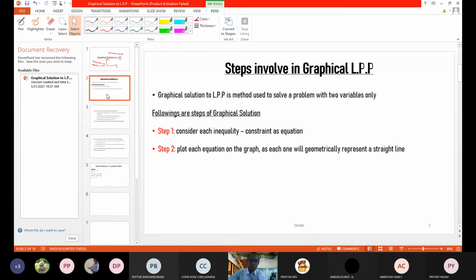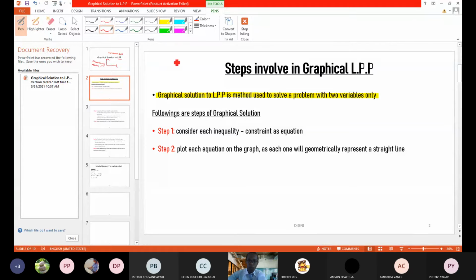Now, coming to this one, what does graphical LPP mean? The graphical LPP solution is a method used to solve a problem with two variables only, period. Underline that one, all right? This graphical method is a method used to solve a problem with how many variables? Only two. Beyond two variables, we don't use the graphical method. There are so many other methods to find the solution, remember.